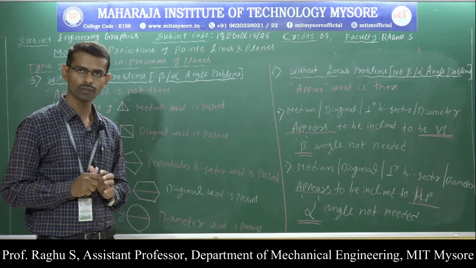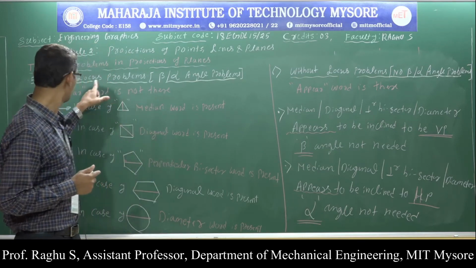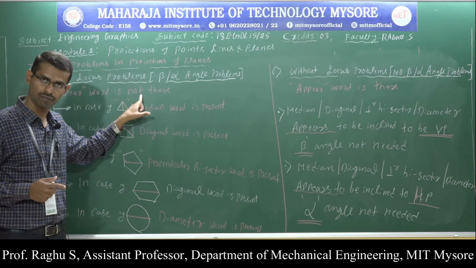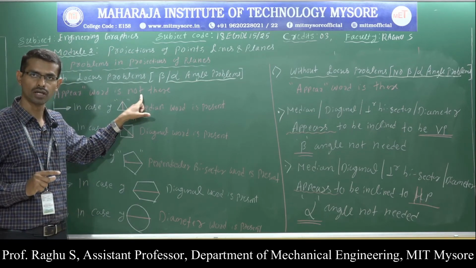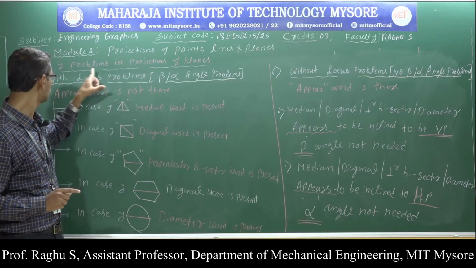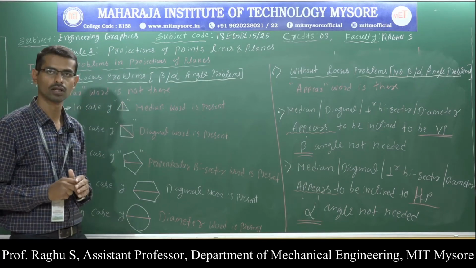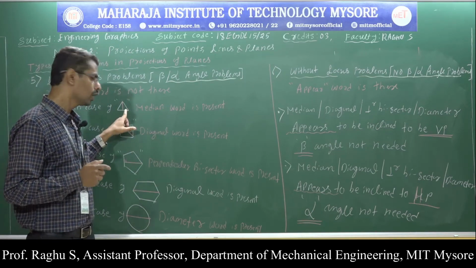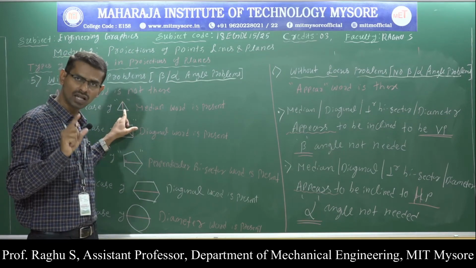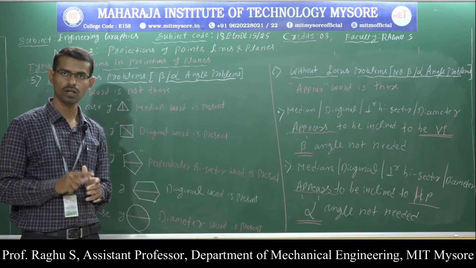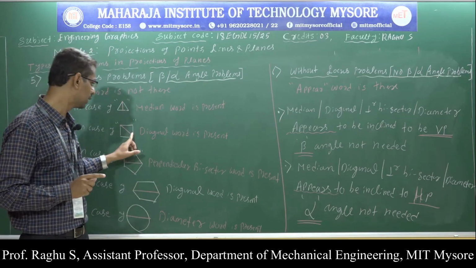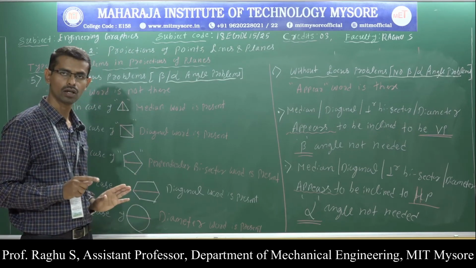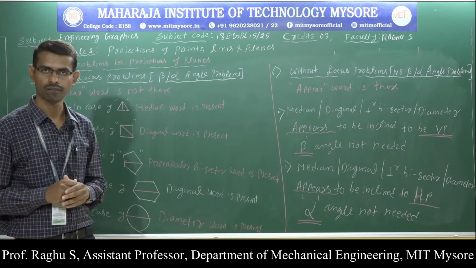Now, in case of a with-locus problem, the word apparent is not there. Remember, in case of a with-locus problem, the word apparent is not there. So let us consider one example. Say in a problem, if the median is inclined to VP, or if the diagonal is inclined to VP, or if the perpendicular bisector is inclined to VP, then we need beta angle.